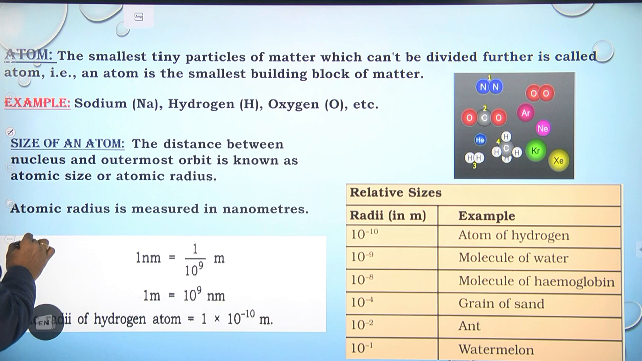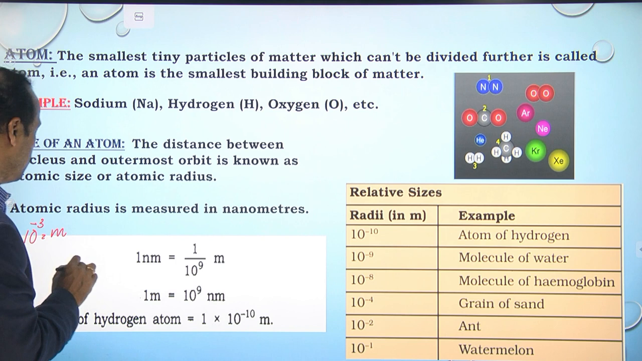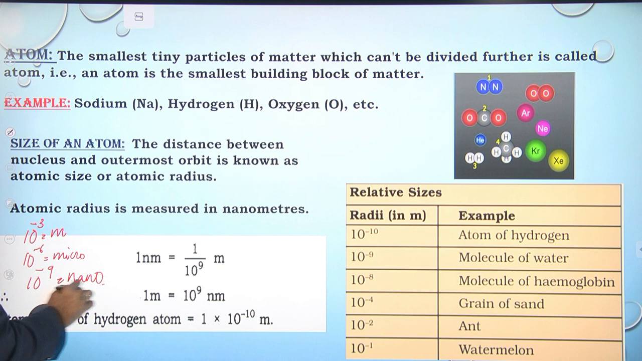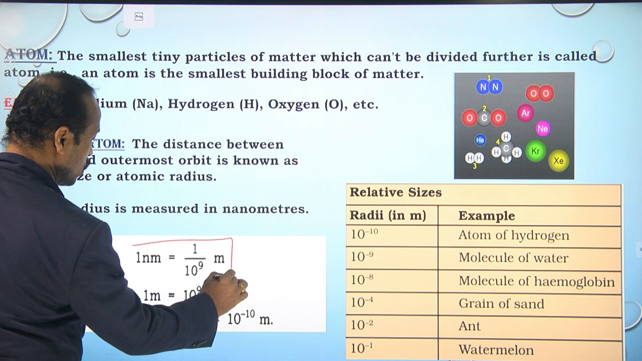So if you take 10 to the power of minus 3, that means 1/1000. That is called milli, millimeter. And 10 to the power of minus 6 is called micro. 10 to the power of minus 9 is called nano. So 1 nanometer is equal to 1 by 10 to the power of 9.